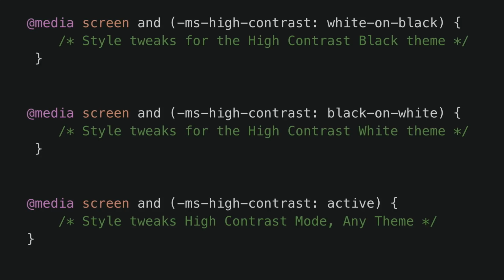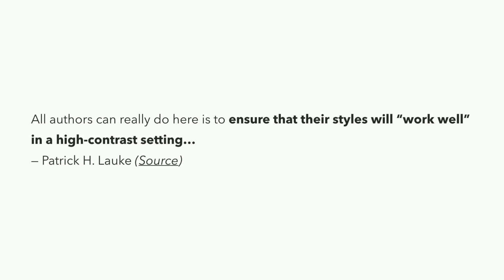And even at the first 2 queries, even though we can know if the user is in the white theme or if they are in the black theme, we can't really know what colors they are using because they may have changed those colors, right? So we can't really guess what the colors are being used, and therefore we cannot adjust our UI because we don't know those colors. But this is by design, because all we need to do is ensure that our styles will work well in high contrast settings. So within the limitations set to us by high contrast mode.